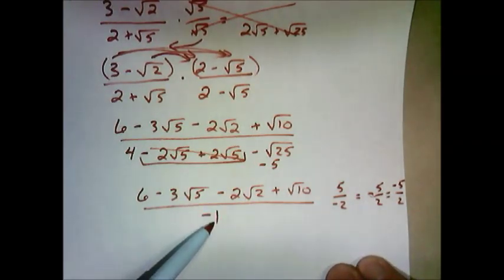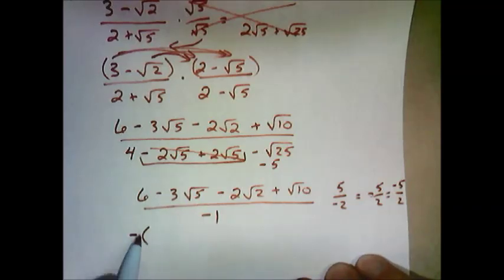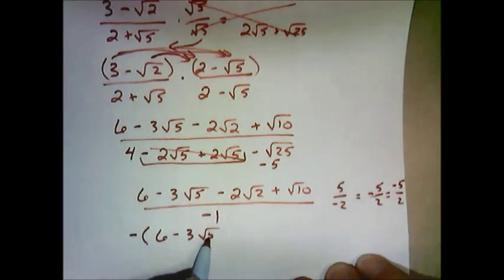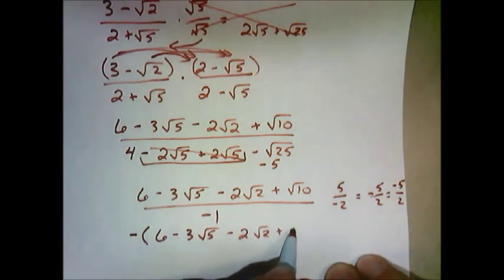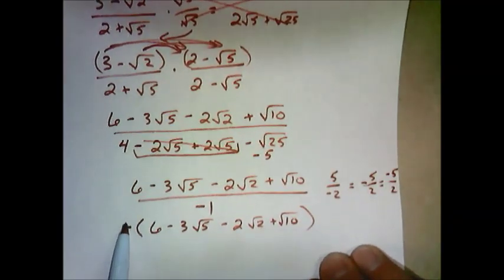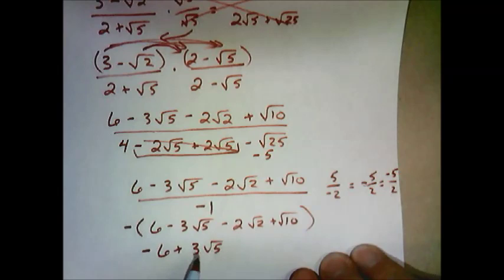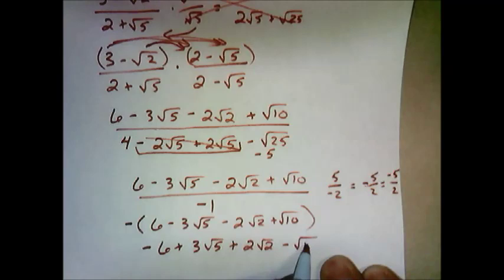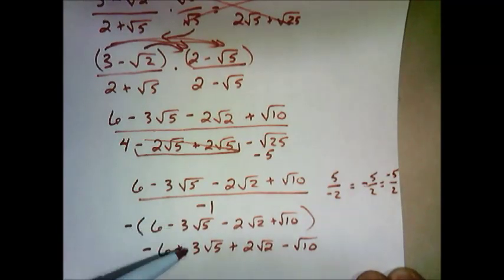Here, if I had this negative on the bottom, I can pull it out to the side or bring it to the top. And what that's going to do is change each of these signs. So I'm going to take the negative of that entire numerator. If I take that negative and distribute it through, I really end up with negative 6 plus 3 radical 5 plus 2 radical 2 minus the square root of 10. Notice how it changed all my signs. And there's my final answer.